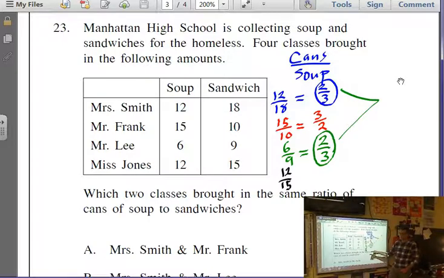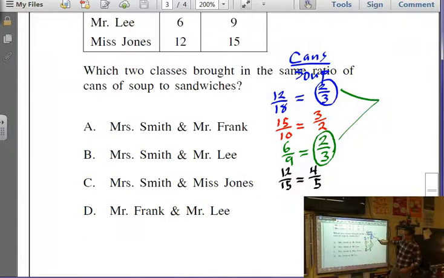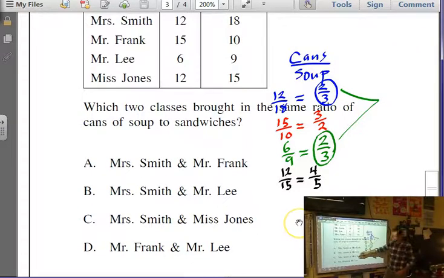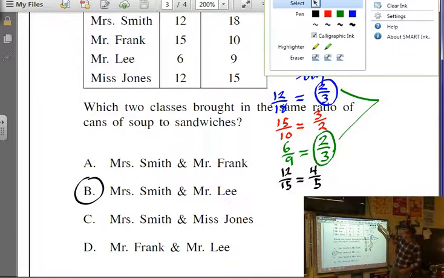But let's check. 12 and 15, what could they both reduce by? They could actually both reduce by 3, and this would become 4 over 5. But either way, we see that Miss Smith and Miss Lee have that same ratio. So when we come down here and look, Miss Smith and Miss Lee, your answer B would be your correct value there.